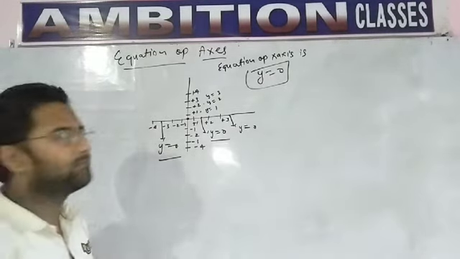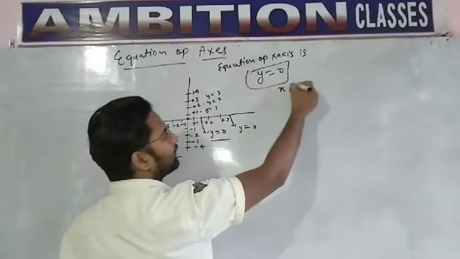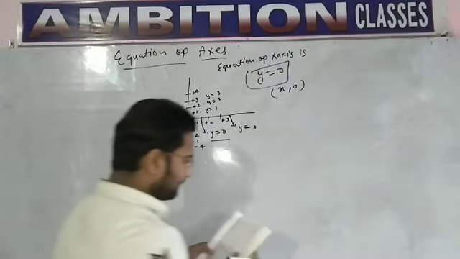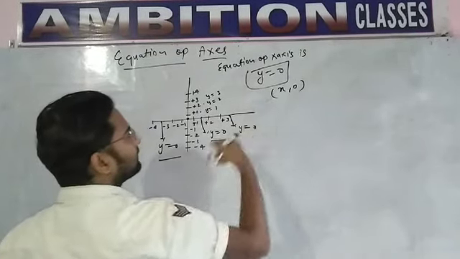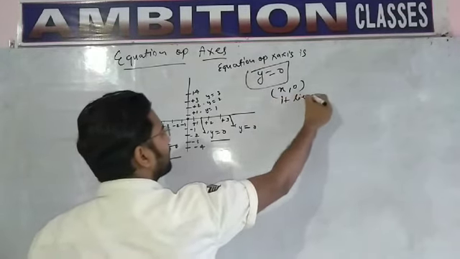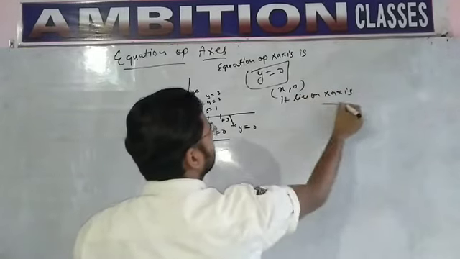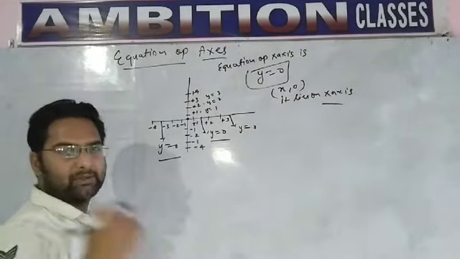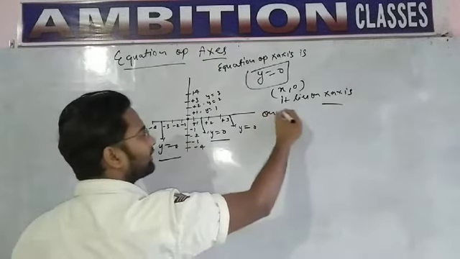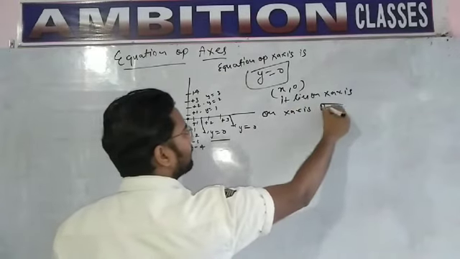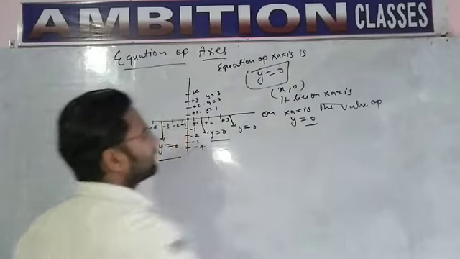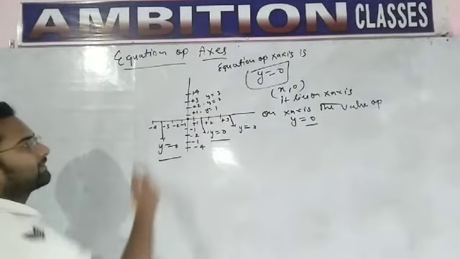Okay, students, if we have x comma 0, then what does this point tell us? This means x comma 0 lies on the x-axis, because on the x-axis the value of y will be 0. Equation of x-axis is y equals 0. We can say that on the x-axis the value of y equals 0. Okay, students, now let's move on to equation of y-axis.